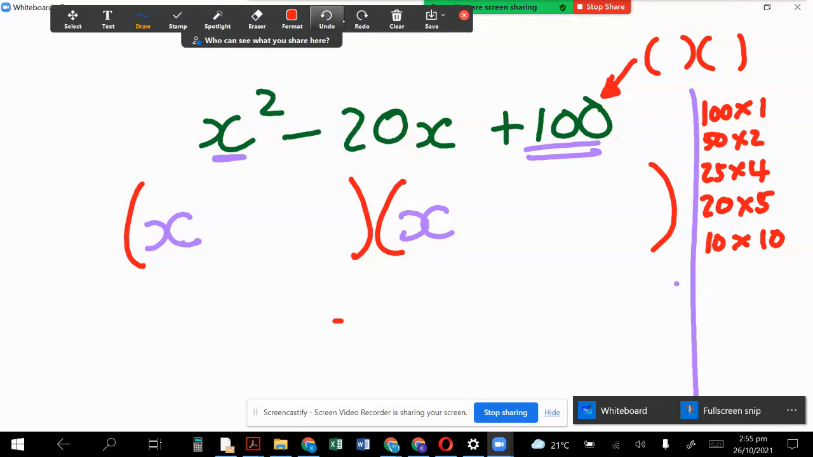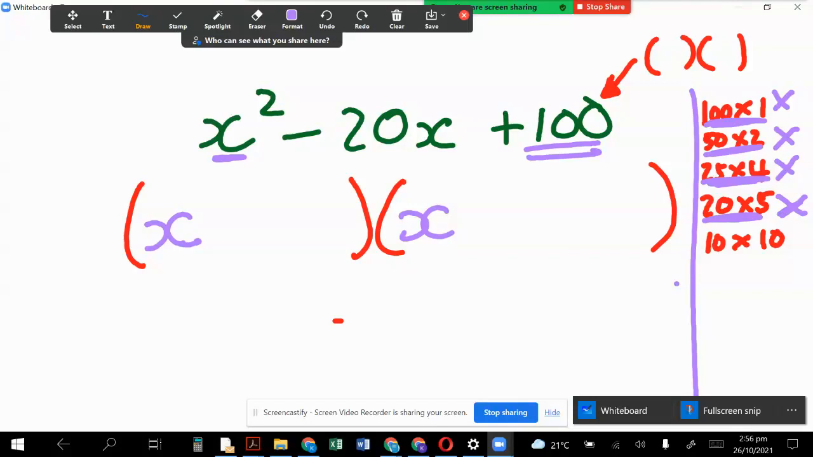Now we know 101 is not going to work, because 100 plus 1 will give you 101, and 100 minus 1 is 99. So that's out. 50 times 2, 50 minus 2 is 48, and 50 plus 2 is 52. So that's out. 25 minus 4 will give you 21, and 25 plus 4 will give you 29. So that's out. 20 times 5, 20 minus 5 will give you 15, and 20 plus 5 will give you 25. So that's also out.